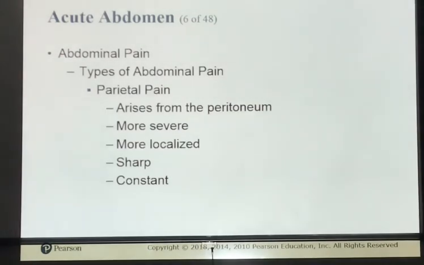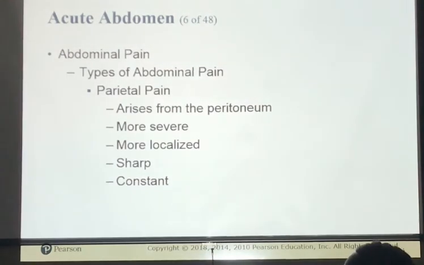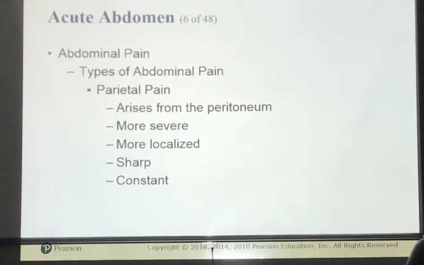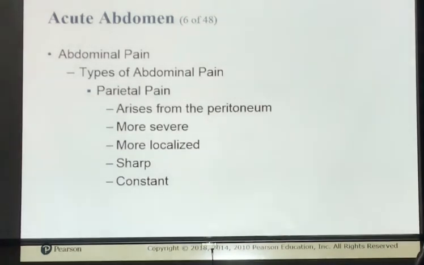Parietal pain, also called somatic pain, is associated with the irritation of the peritoneal lining. The peritoneum has a large number of highly sensitive nerve endings, so you would expect the pain to be more severe and more localized. It means it's easier to pinpoint with a finger. Parietal pain is more intense, usually found on one side or the other, is sharp and typically constant.